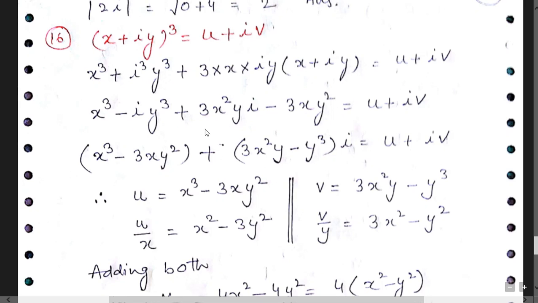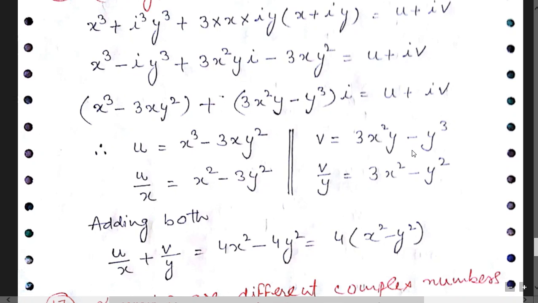Then collect the real and imaginary terms. On the right-hand side the value is u plus iota v. From this equation we can write u is equal to x cube minus 3xy square and v is equal to 3x square y minus y cube. Divide by x. It means u over x can be written as x square minus 3y square and v over y can be written as 3x square minus y square.